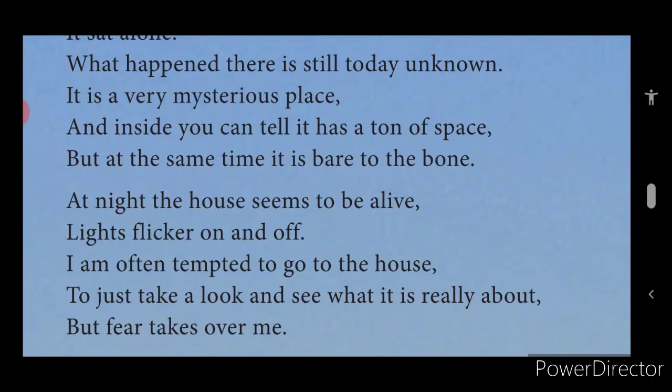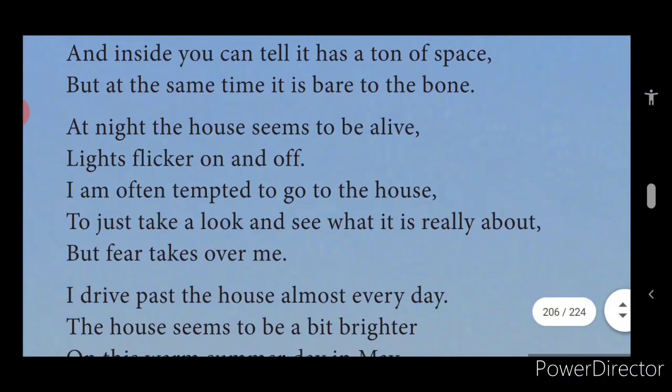At night, the house seems to be alive. Lights flicker on and off. I am often tempted to go to the house to just take a look and see what it is really about. But fear takes over me. See how beautifully the poet has described these lines. It is in a very simple language, children. You will also understand when you read the poem.